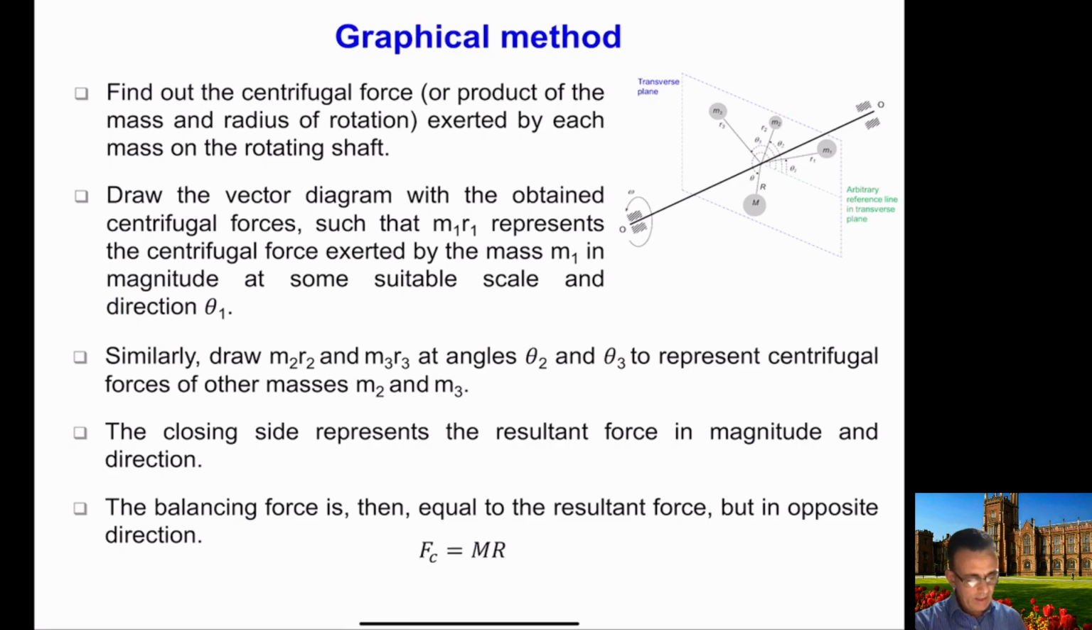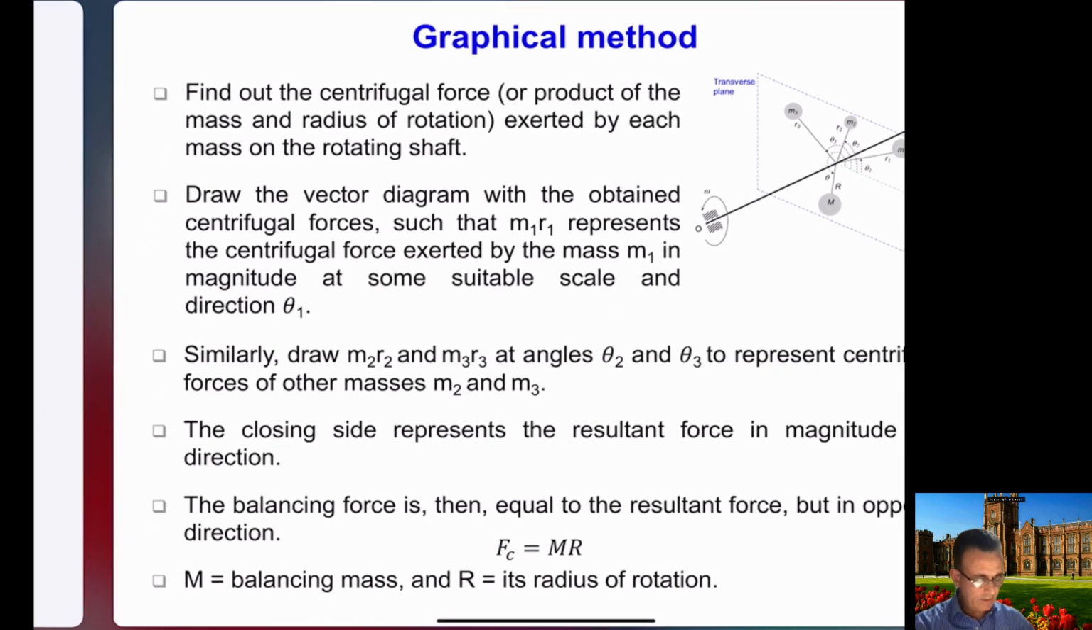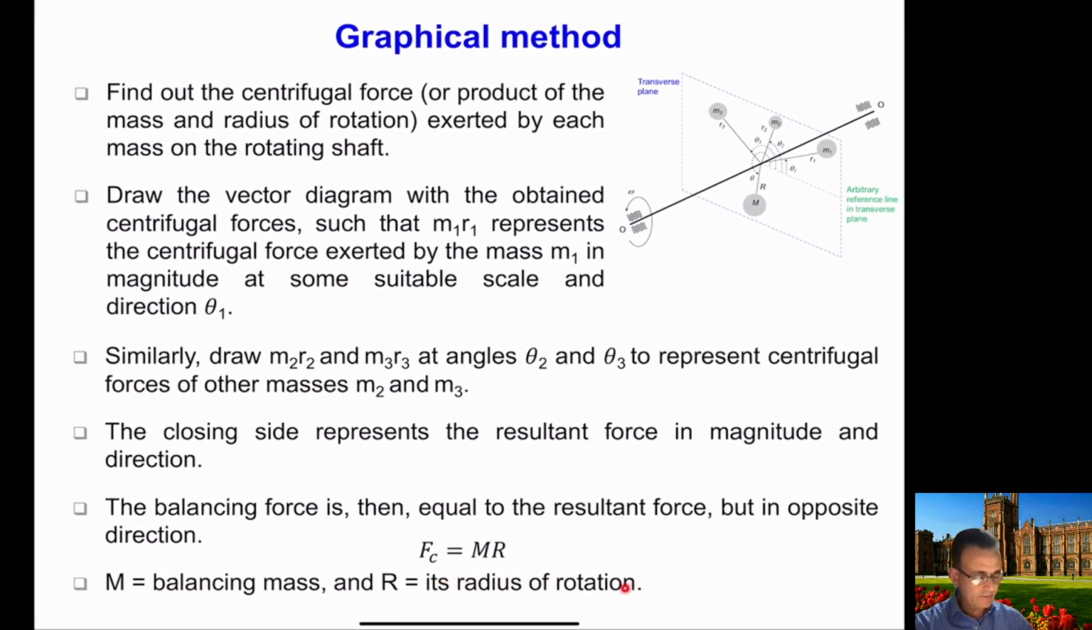And the balancing force is then equal to the resultant force, but in opposite direction. So it's just a simple vector addition here. So the Fc, which is the centrifugal force, is just equal to mr, and m is the balancing mass here, and r is the radius of rotation.